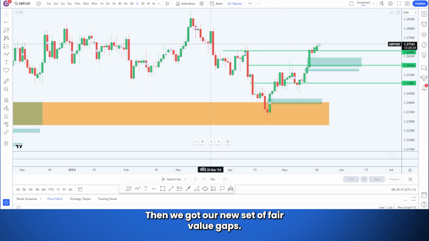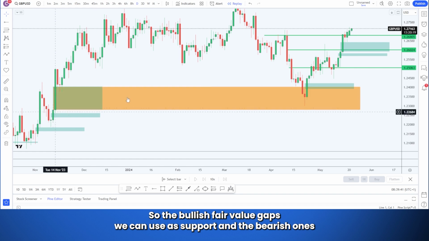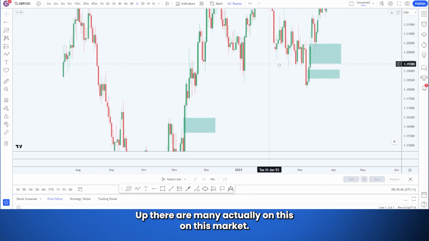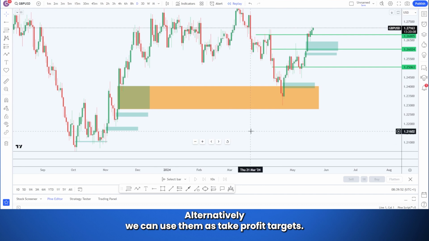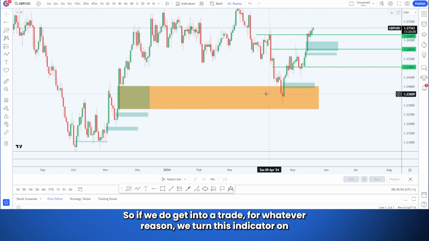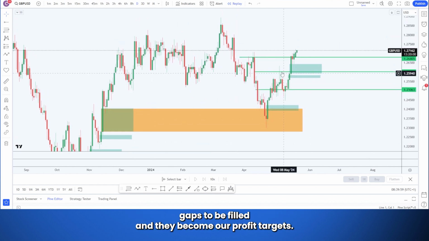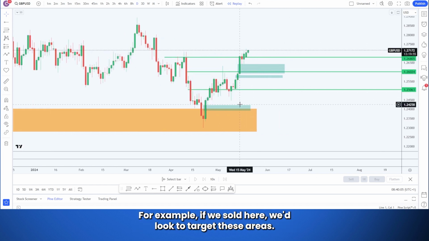Then we get our new set of fair value gaps, and we can look to benefit from that as either support or resistance. So the bullish fair value gaps we can use as support, and the bearish ones we can use as resistance. Not that there are many actually on this market, but we can use them as resistance. Alternatively, we can use them as take profit targets. So if we do get into a trade for whatever reason, we turn this indicator on and we look for the bullish fair value gaps to be filled, and they become our profit targets. For example, if we sold here, we'd look to target these areas. And they are the two main ways in which we can use them, either as support and resistance or as take profit targets.